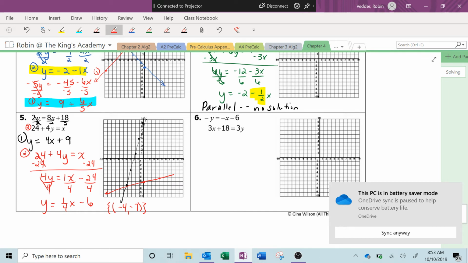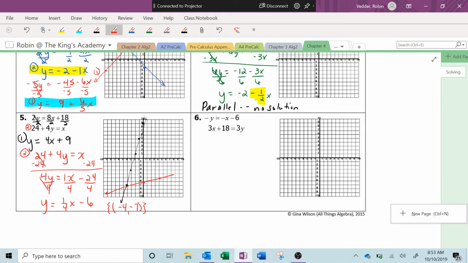Right. It's so fun. Negative one. It's even worse than shopping.